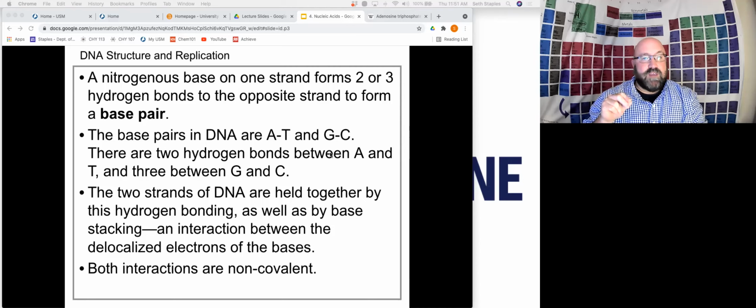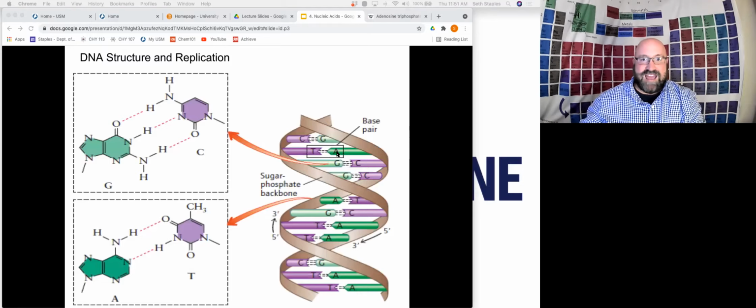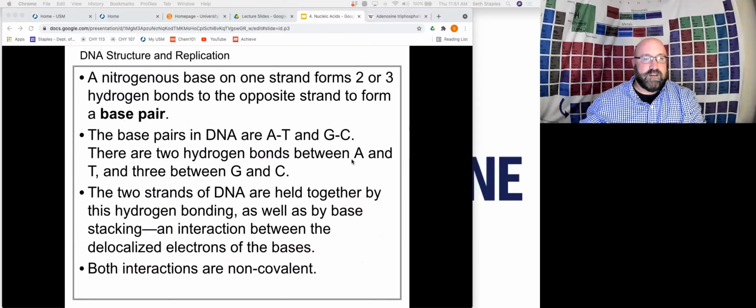And the 2 strands of DNA, as I mentioned, are held together by hydrogen bonding as well as by base stacking. And so we get some of this stacking up of the bases, and there are some interactions that happen here as well, which help to hold the whole thing together.